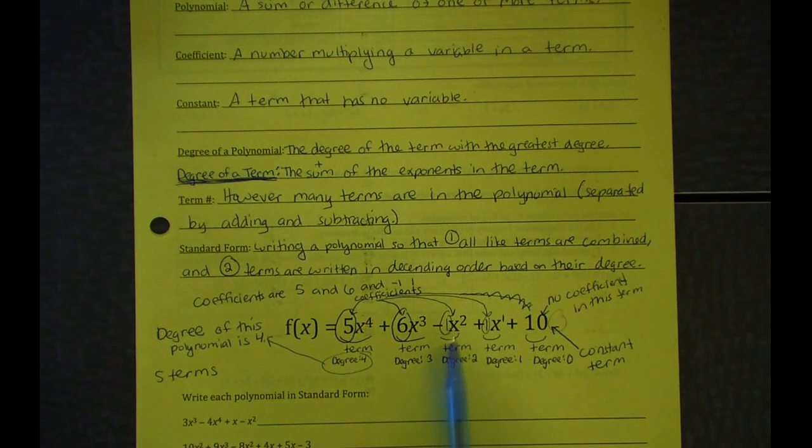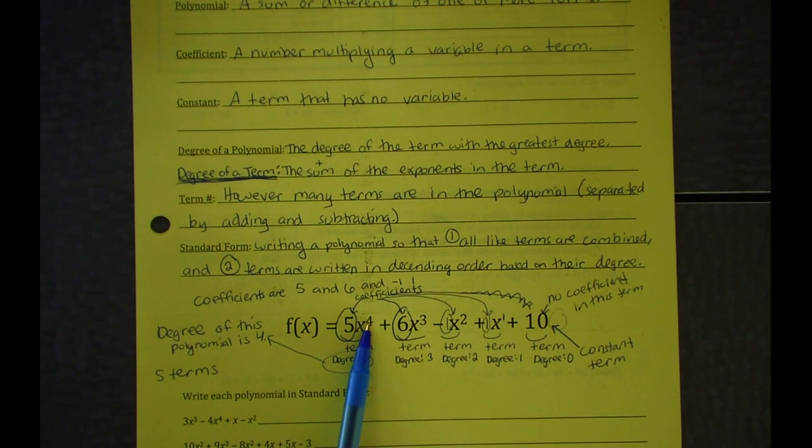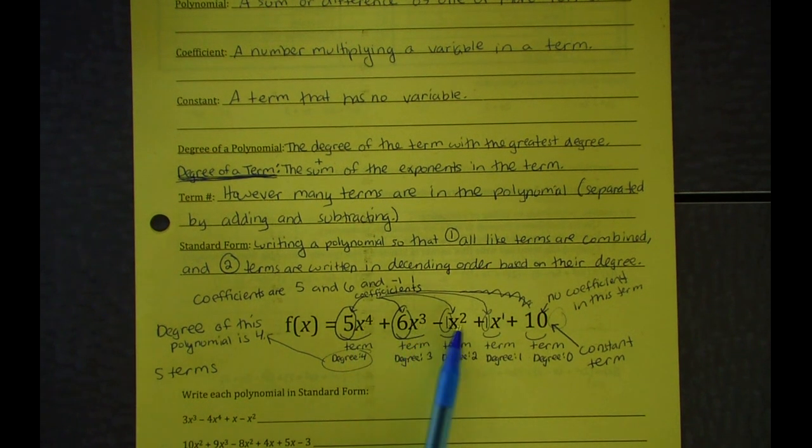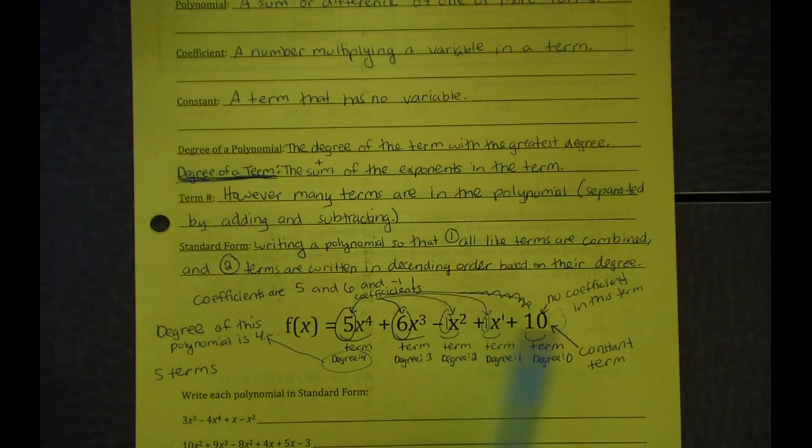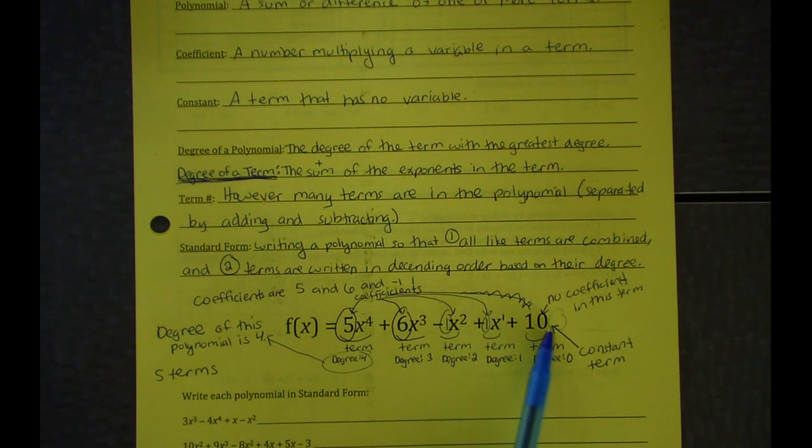There's not two different x squareds that we could put together or two different x to the fourth that we could put together. And these terms are written in descending order of their degrees. So first comes the biggest one, and then the next smaller degree, next smaller, and then this one. So it's like the degree of 4, 3, 2, 1, 0. So it's written in descending order based on their degrees. If all the like terms are combined and the terms are written in descending order, that means it's in standard form.